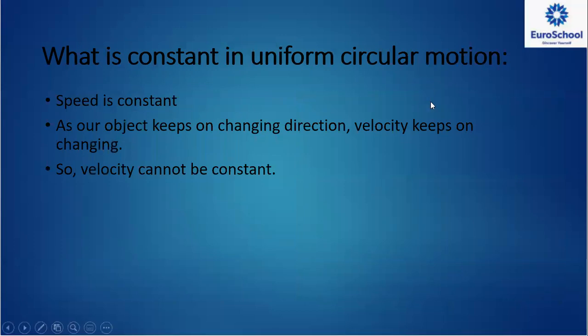Next concept, what is constant in uniform circular motion? So what is constant? Which does not change in the process of uniform circular motion. First one, speed is constant. When you say uniform circular motion, always speed is constant. As I said, the body will be covering equal distances in equal intervals of time. So we can say speed is constant.